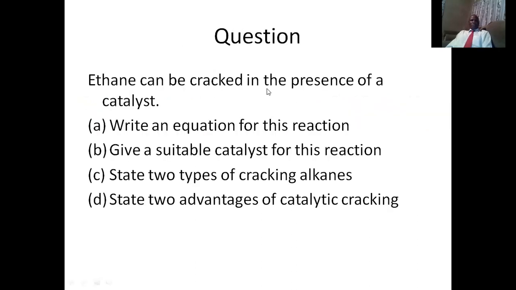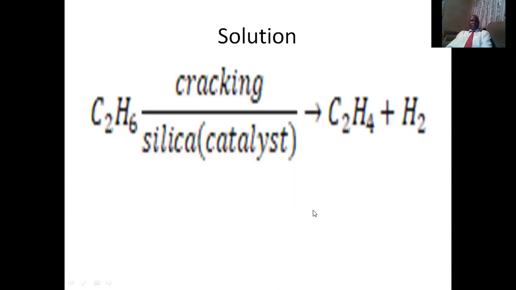And so here is a simple question which illustrates exactly what we have done here. For example, ethane can be cracked in the presence of a catalyst. Write an equation for this reaction, give a suitable catalyst for this reaction, state 2 types of cracking of alkanes, and state 2 advantages of catalytic cracking. And so this is the equation. We wrote it already, where we have ethane cracked into ethene, and also hydrogen is produced. And we require a catalyst, silicon oxide.